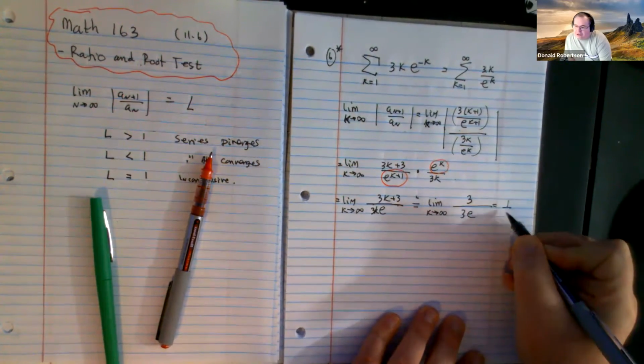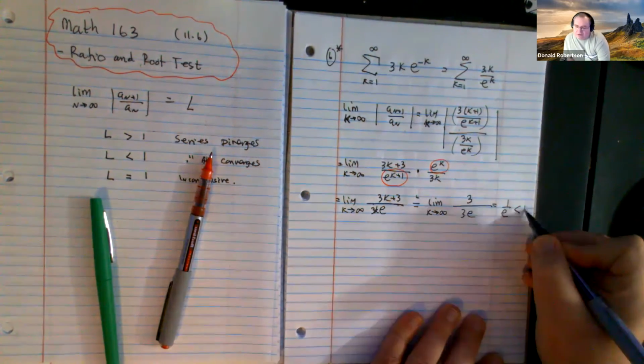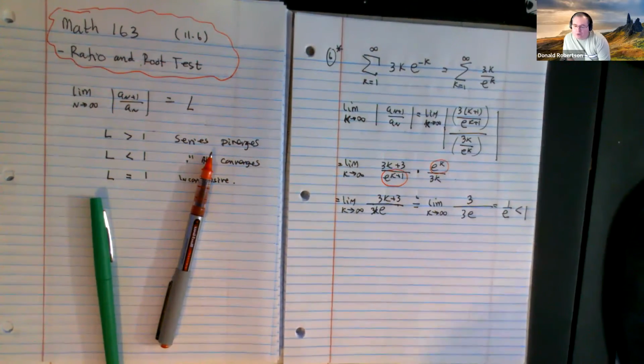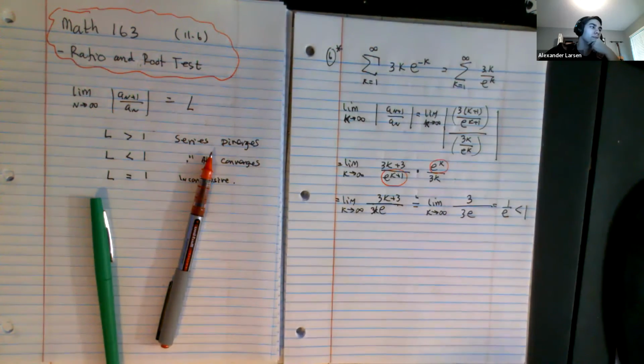Would you agree 1 over e is a number? And would you also agree that since e is 2 and a bit, 1 over e is less than 1? Okay, what conclusion do you make if the ratio test gives you a limit that's less than 1? What do you know about this series then? It's absolutely convergent. And you are finished.